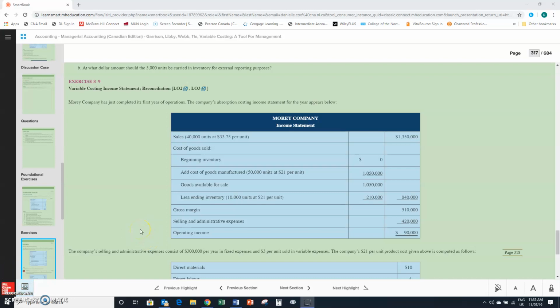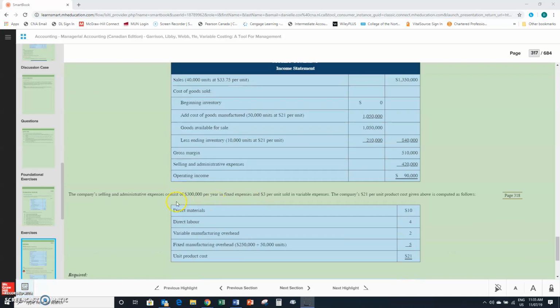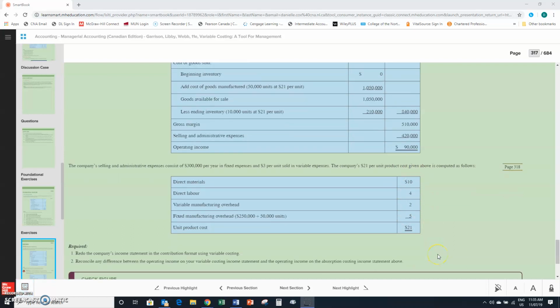Hello, let's take a look at exercise 8-9. Here we're given the absorption costing income statement for a year for one company, and then we're given some additional information. Selling and admin expenses consist of $300,000 per year in fixed expenses, $3 per unit sold in variable expenses, and the product cost of $21 here is broken down this way. We're asked to redo the company's income statement in the contribution format using variable costing.